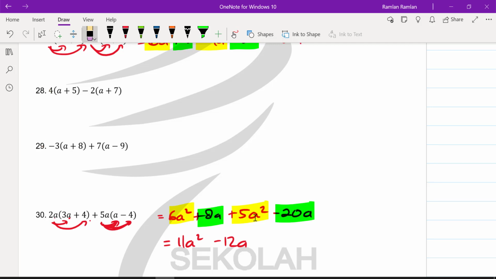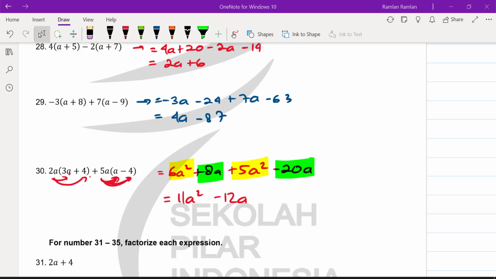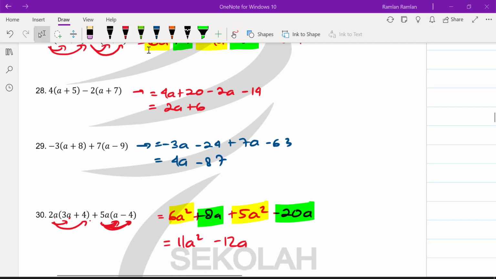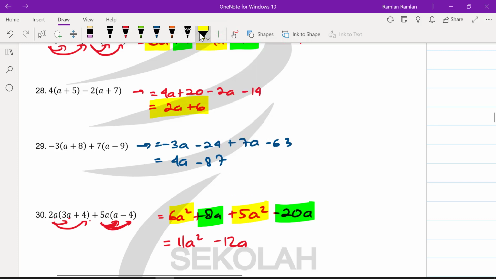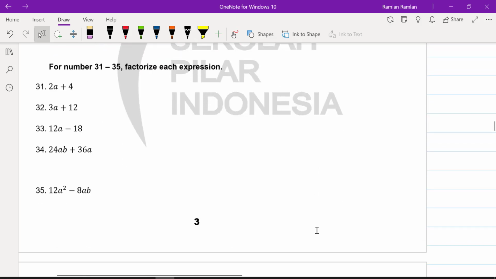Okay, so I would like you to do number 28 and number 29, pause the video, and then try to work by yourself, and then go back here again if you have the answer. I'm gonna give the final answer for you guys. Okay, so this is the answer for number 28 and number 29. Okay, hope you get it right. Okay, next question, number 31.